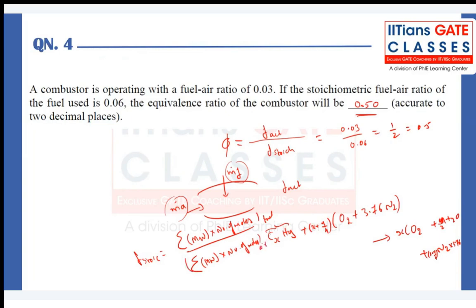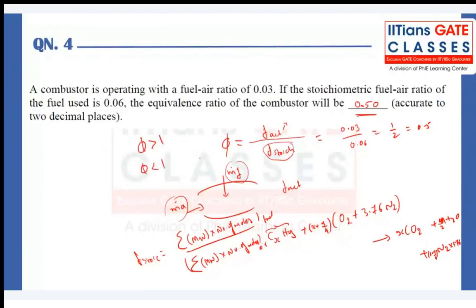So the equivalence ratio tells me, compared to my stoichiometric ratio, whether I am supplying sufficient air to combust a given amount of fuel, or whether I am supplying less air than required, or whether I am supplying more air than required. That is what the equivalence ratio specifies. We call it fuel lean combustion or fuel rich combustion based on the equivalence ratio. So for equivalence ratio less than 1 or greater than 1, we call it like that, right?